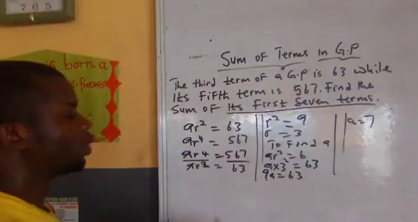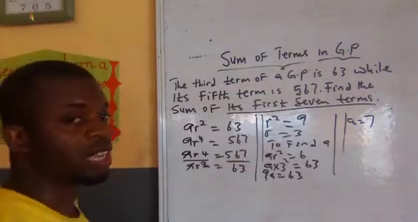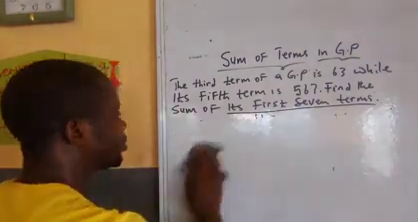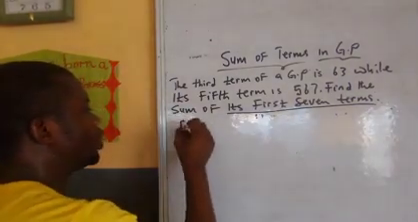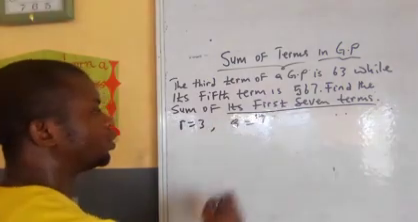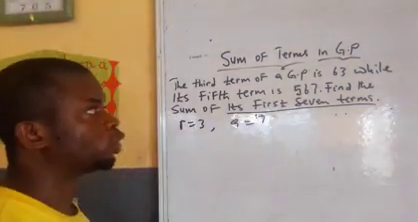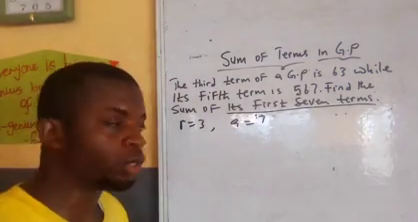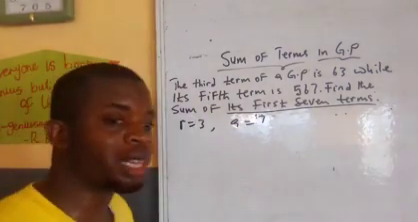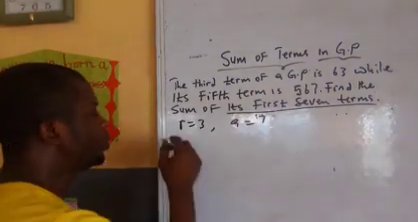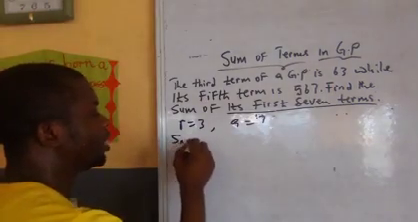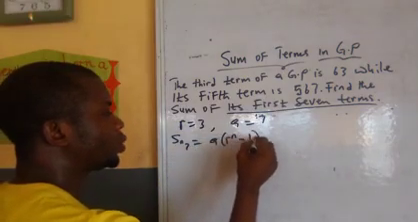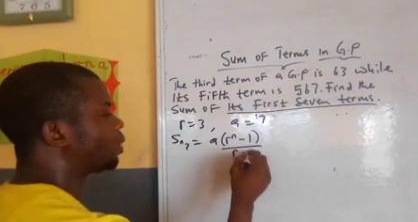I can rub this off now because we've known our ratio to be 3 and our a is 7. Ratio is 3, a is 7. Then we can now use the formula for the sum of terms in a GP. Which one are we going to use out of the two I mentioned? We are going to use the one where the ratio is greater than 1, because our ratio is 3. The sum equals a bracket r power n minus 1, over r minus 1.